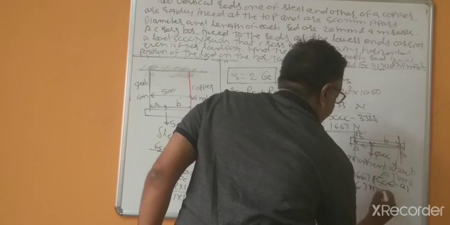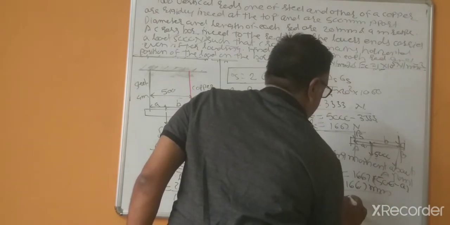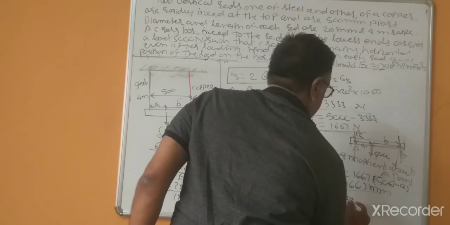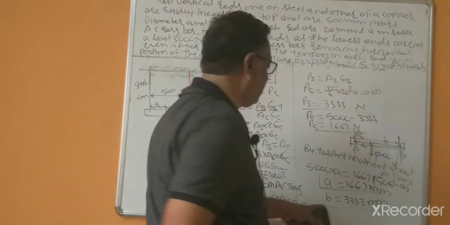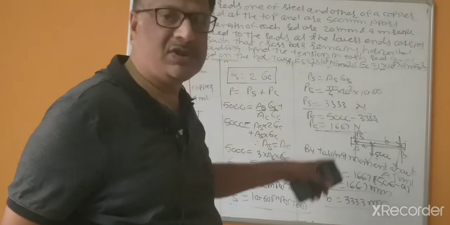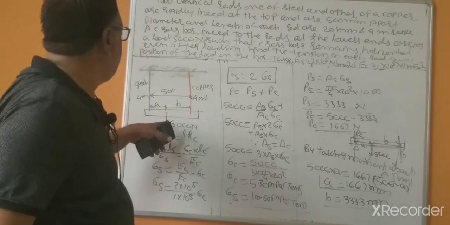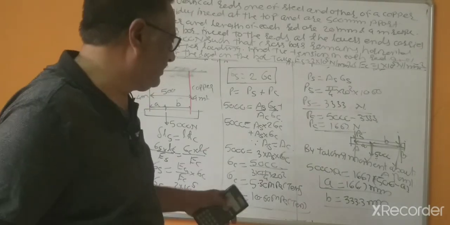A equals 166.7 mm, or B equals 333.33 mm. So this is from the B side and this is from the A side. These are the positions of the load which is to be attached. So this is your expected answer.